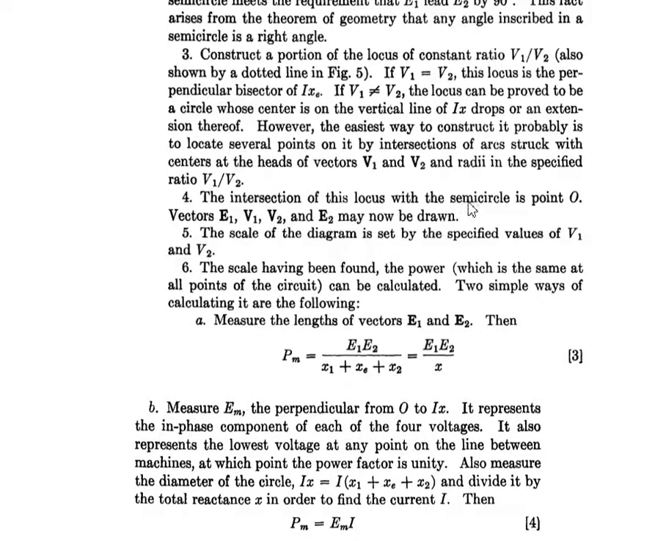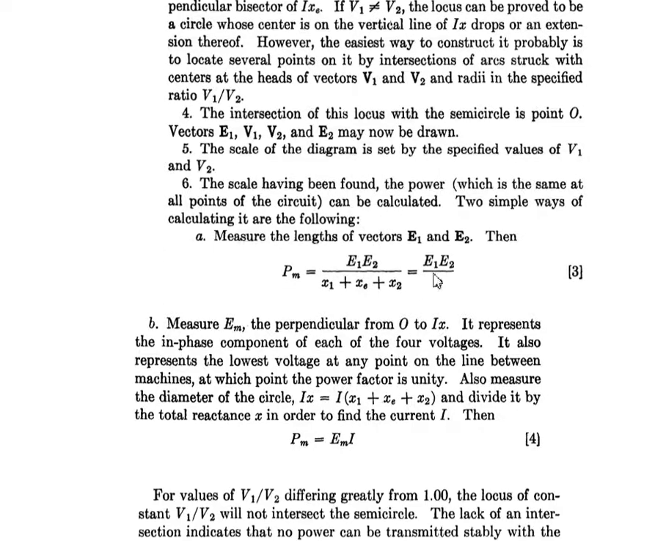The intersection of this locus with the semicircle is point O that we have seen just now. Then select the scale of the diagram set by the specified values of V1 and V2. It will be more clear when we take the problem based on this. Then, the scale having been found, we can calculate the power.